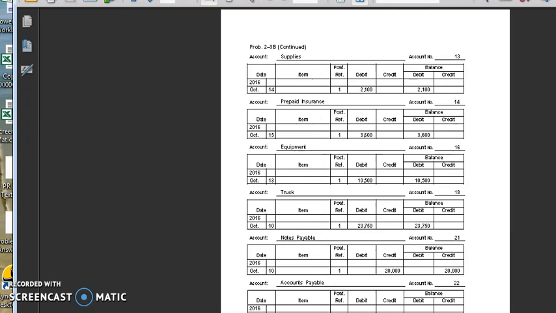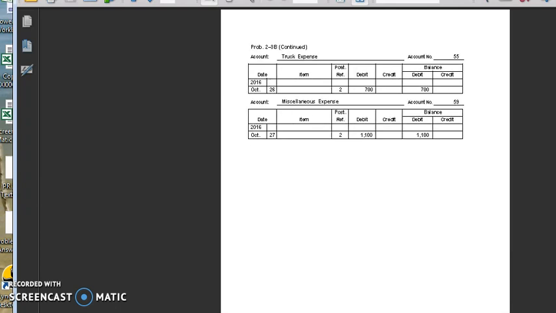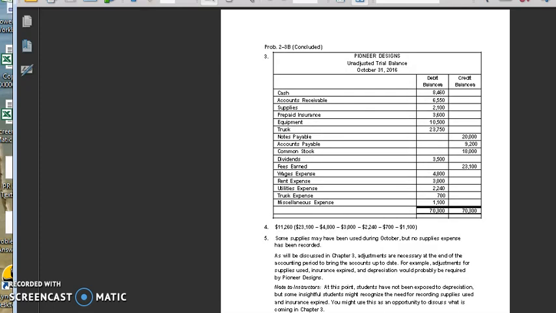Here are all of the accounts in the general ledger for this problem. And finally, at the end, account balances are subsequently taken from the general ledger and listed in a report called the unadjusted trial balance, as shown here for problem 23B.